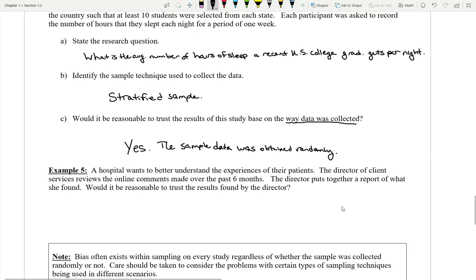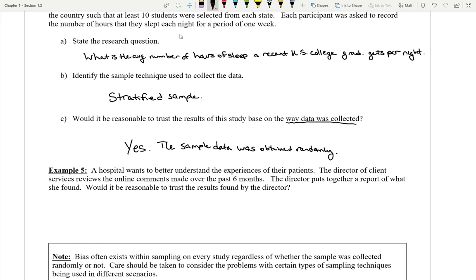Now let's compare this to what's happening here in example number 5. Suppose here in this example, a hospital wants to better understand the experiences of their patients. So a director of client services reviews online comments that are made over the past 6 months, right? How do people comment about the hospital? How are things going? The director puts together a report of what she has found. Would it be reasonable to trust the results of her work based on the sample of data that was collected? So would it be reasonable to trust the results found by the director?